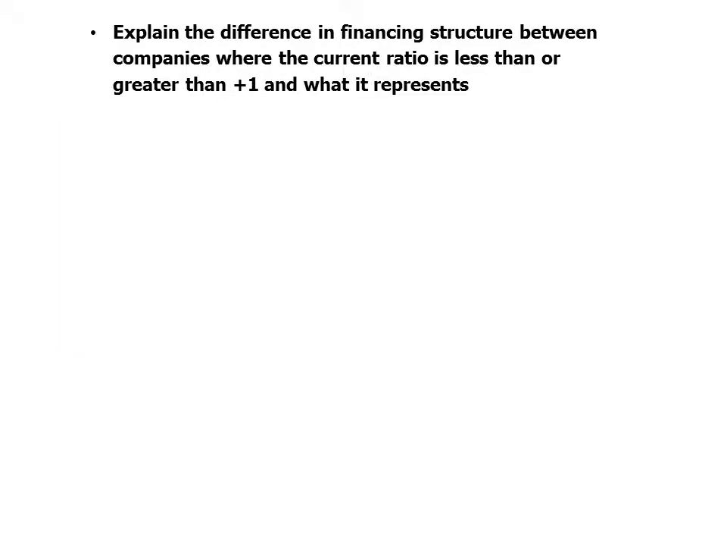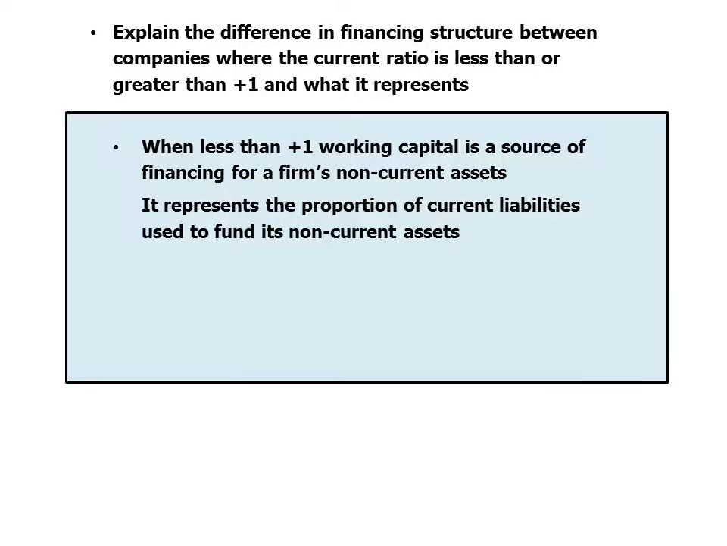Explain the difference in financing structure between companies where the current ratio is less than or greater than 1 and what it represents. When it's less than 1, so current liabilities are greater than current assets, working capital is a source of financing for a firm's non-current assets. And the current ratio itself, the value represents the proportion of current liabilities used to fund its non-current assets.